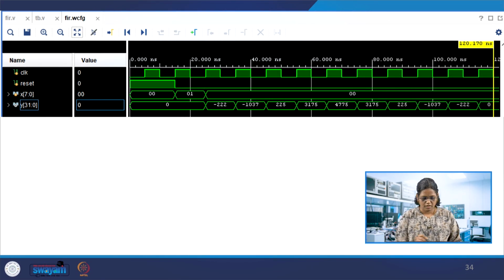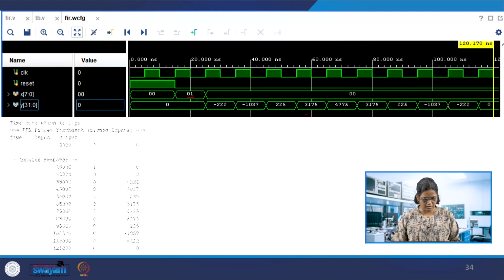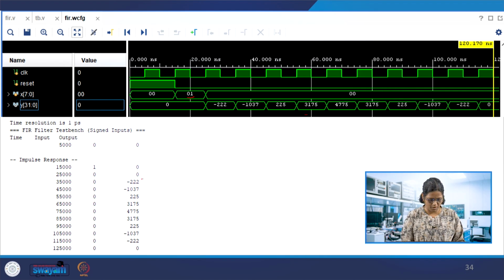So we have used this code. You can see the impulse input, and the reset is also done with the task of 1 clock cycle. Then there is a 1 here, and in the output you can see the coefficients appearing. The impulse response is nothing but the impulse coefficients themselves, 22, 2, and so on. These are the coefficients we have loaded, scaled for this particular operation.